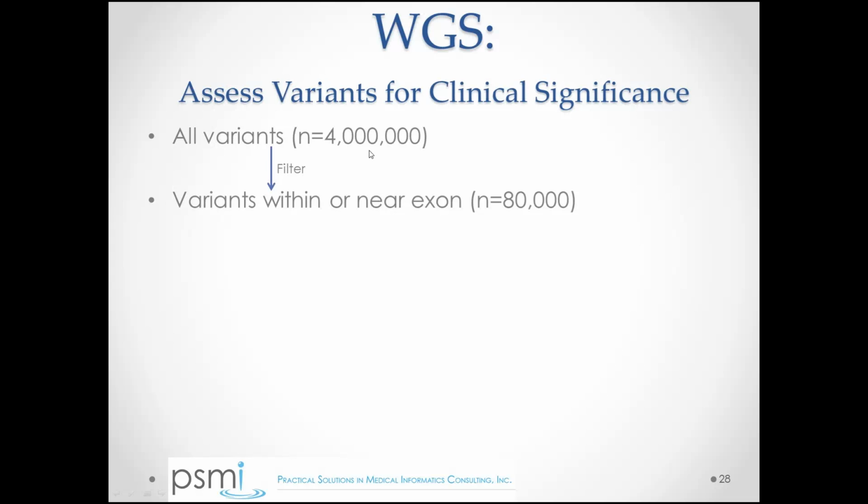So what we're looking at here is not just SNP variants, these are all variants. Some of these are SNPs, some of these might be copy number variants, some of these might be insertions, deletions. But when we filter all of the SNPs to just those that are within or near an exon, we'll find ballpark about 80,000 SNPs. Excuse me, about 80,000 variants.